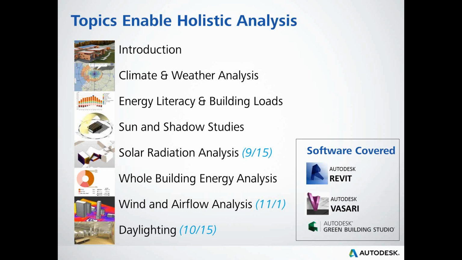There are 8 modules in the BPA certificate course, and they're chosen to correspond with the features of the software and enable holistic analysis. So there's an introduction module, there's a module on climate and weather analysis, energy literacy and building loads, sun and shadow studies, solar radiation analysis, whole building energy analysis, wind and airflow analysis, and daylighting.